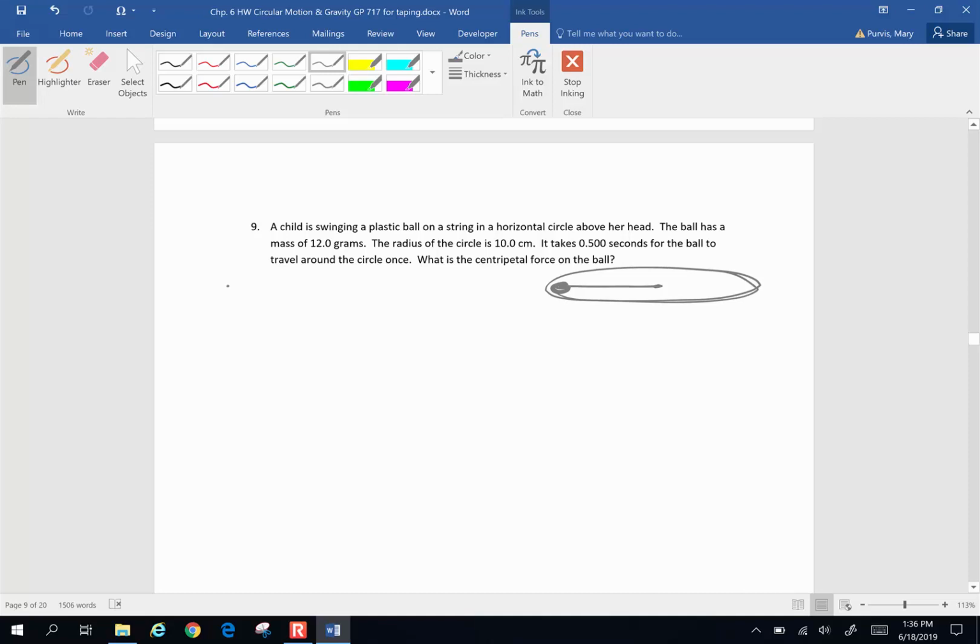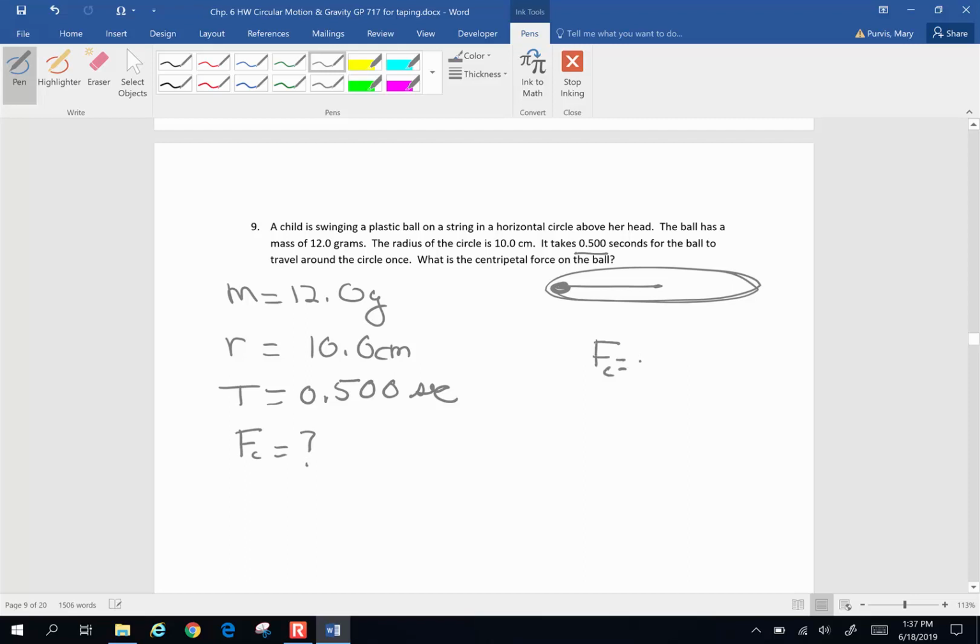The ball has a mass of 12.0 grams. The radius of the circle is 10 centimeters. It takes 0.5 seconds for it to go around the circle once. Now, to go around once is the period of rotation, so that is the period of rotation. We want to know what is the centripetal force on the ball. Centripetal force is going to be mass times centripetal acceleration.